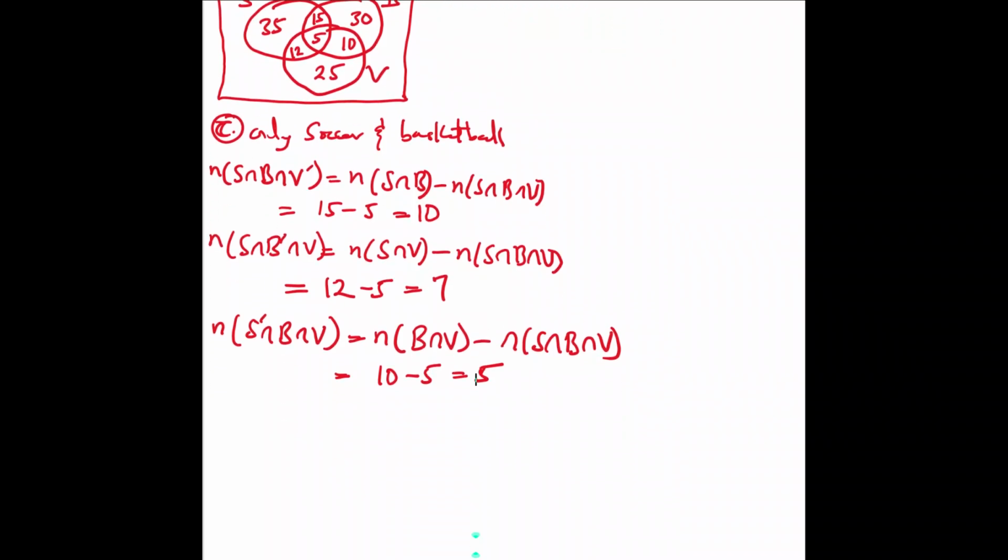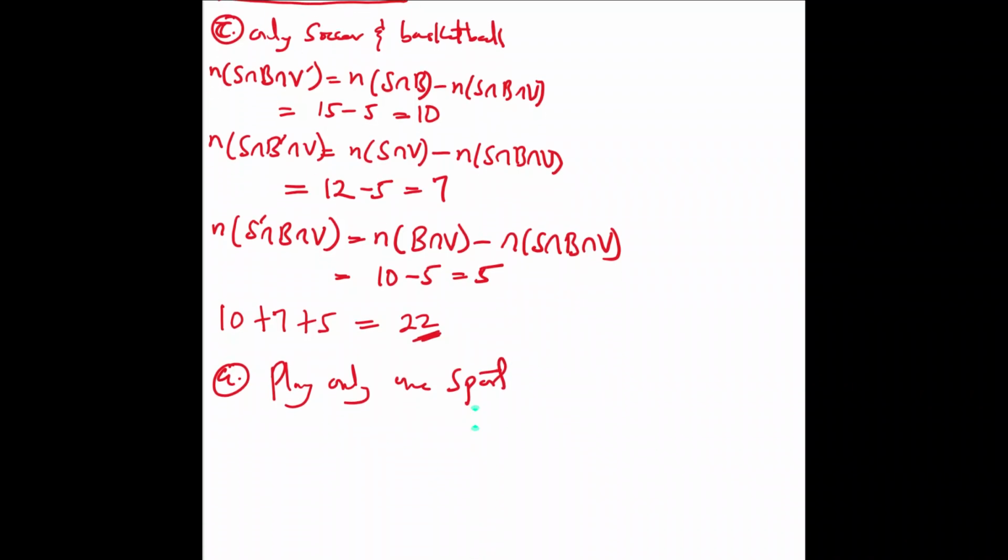Okay. So now let's look for the number of students who play only one sport. If we want to total all the number of students who play exactly 2 sports, that will be 10 plus 7 plus 5. 10 plus 7 is 17, plus 5 is 22. That's the number of students who play only 2 sports. So now let's do the number of students who play only one sport.